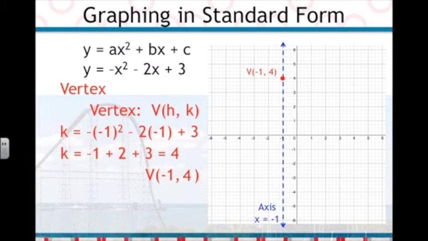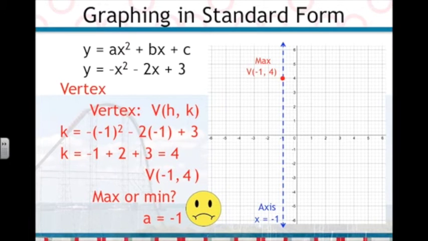The only question now is whether the vertex is a max point or a min point. For this, we'll look at a, the coefficient of x squared. Since a is negative, the parabola will open down, so the vertex is a max point. This is easy to remember because if you have negative feelings, you frown, and that's what the parabola with a negative a looks like, a frown.